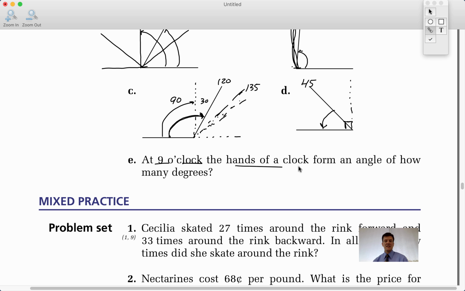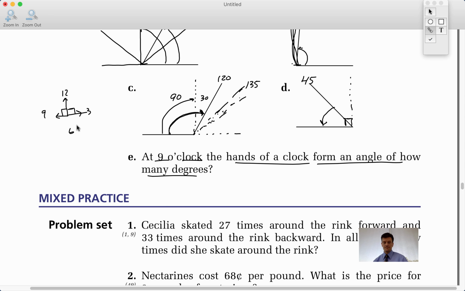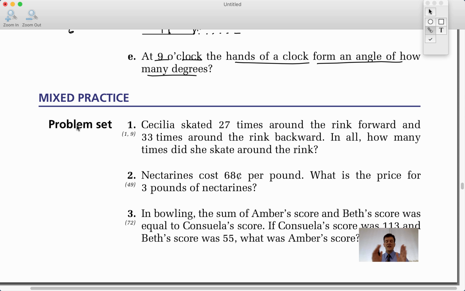At 9 o'clock, the hands of a clock form an angle of how many degrees? At 9 o'clock, so let's think about this. If you've got your 12, your 3, your 6, and your 9, at 9 o'clock, you've got a 90-degree angle. Okay? At 3 o'clock, you would also have a 90-degree angle, just on the other side. All right?